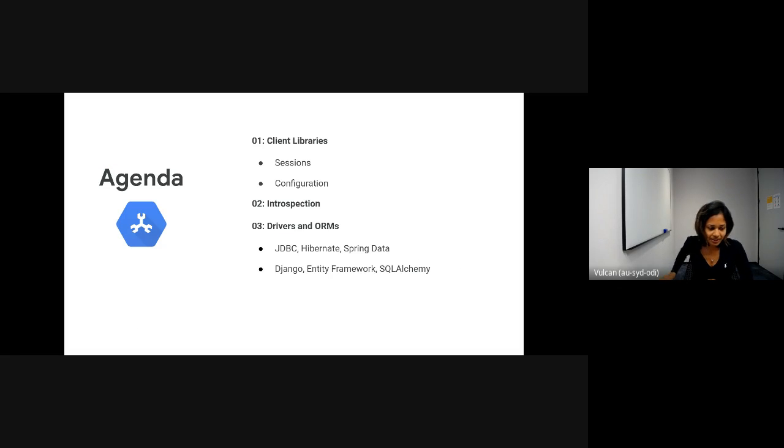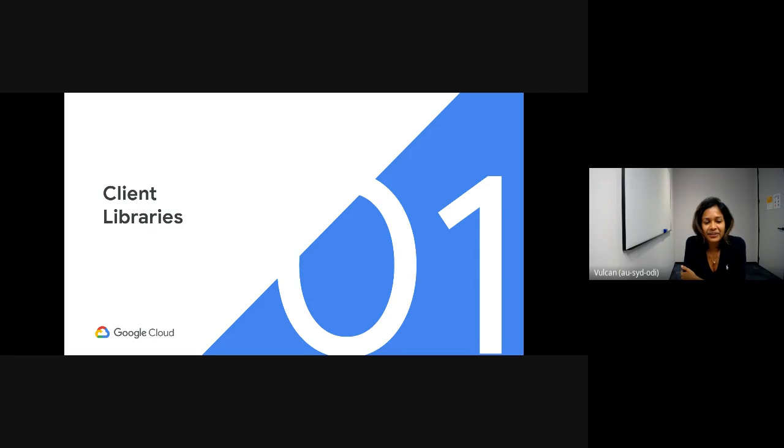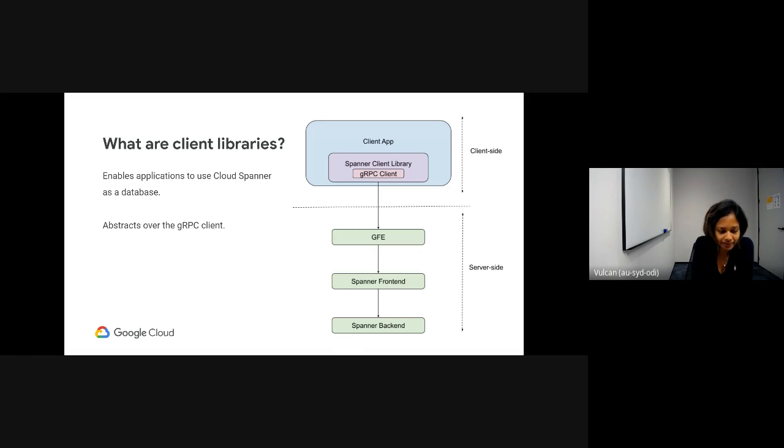So these are some of the topics that we're hoping to cover today. We're going to go into a little bit of details about client libraries and specifically some interesting concepts like sessions and how to configure some client library options. We'll talk to you about some introspection, metrics related to client libraries, and we'll also go through some drivers and ORMs that are available that you could use Cloud Spanner through. Great, so we'll get started with client libraries.